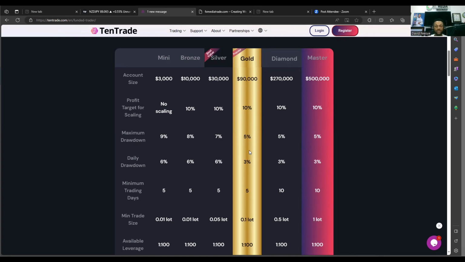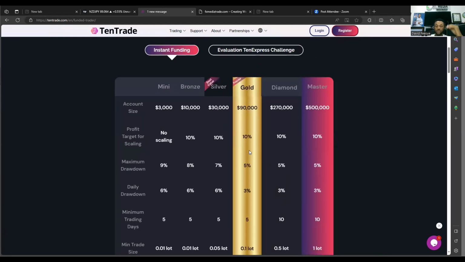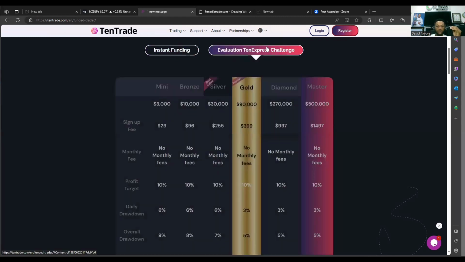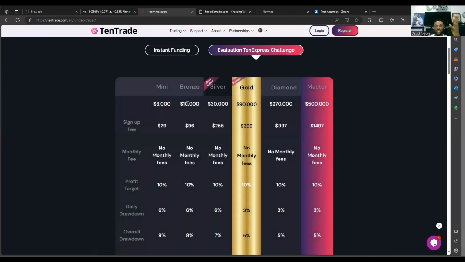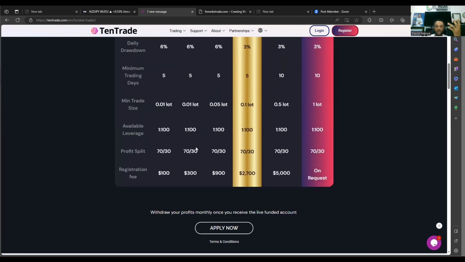So don't forget that. For me, if you are doing evaluation, I advise you get your $96 account, which is this one, the $10,000 account. I advise you to do that. But if your pocket can't reach where you can get your $96 account, the $29 account is cool, no problem. Or if you want to do instant funding and you have money to spare, you can buy your 300 or your 100.